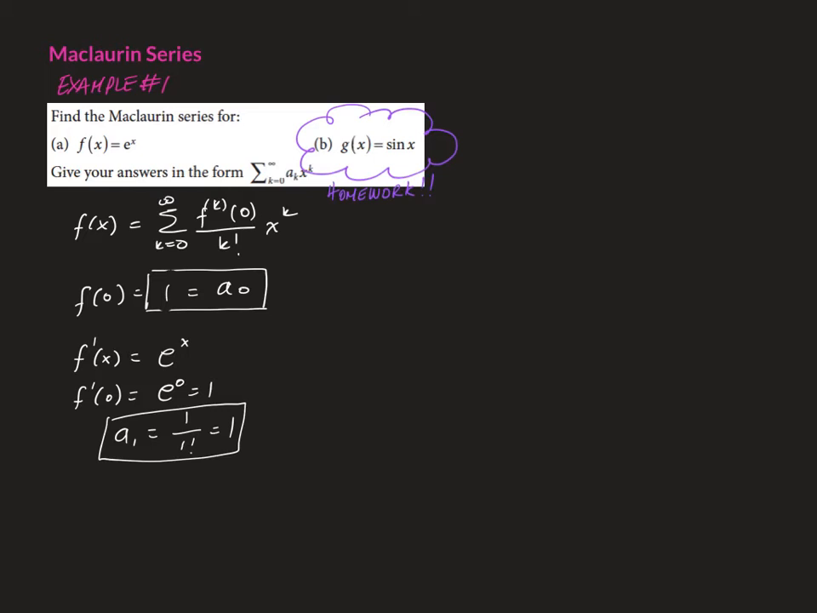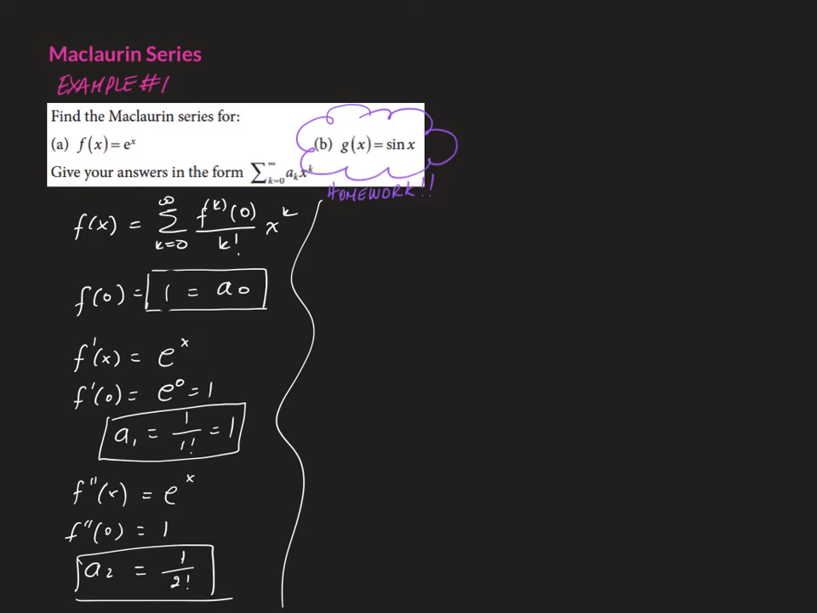Now for the next coefficient, we need to do the second derivative, and the second derivative of e to the power of x is e to the power of x as well, evaluated at 0. This is 1 again. So a2 is 1 divided by 2 factorial, and now we can do a3. For a3, we need the third derivative, and that is e to the power of x at 0. This is 1. So a3 is 1 divided by 3 factorial.